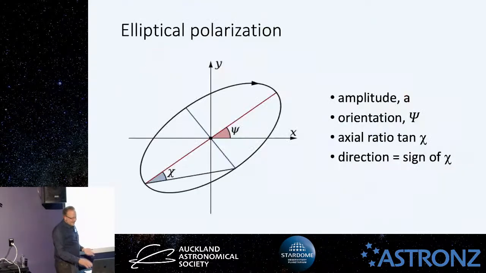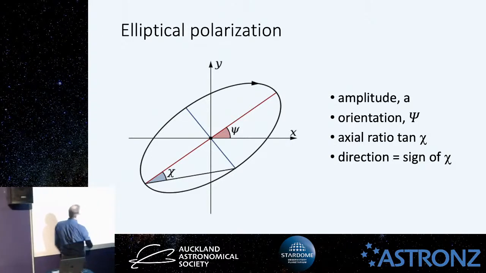In general, light is elliptically polarized. So if this little dot here is your line of sight going into the screen, and these XY axes represent where we're measuring the electric field, a monochromatic wave would in general trace out an ellipse. You can describe this ellipse in terms of its amplitude, which is the semi-major axis of the ellipse, so always measuring the long end of the ellipse.